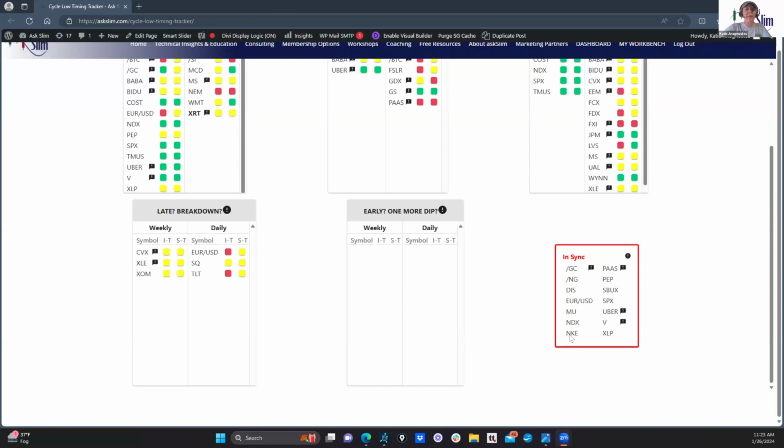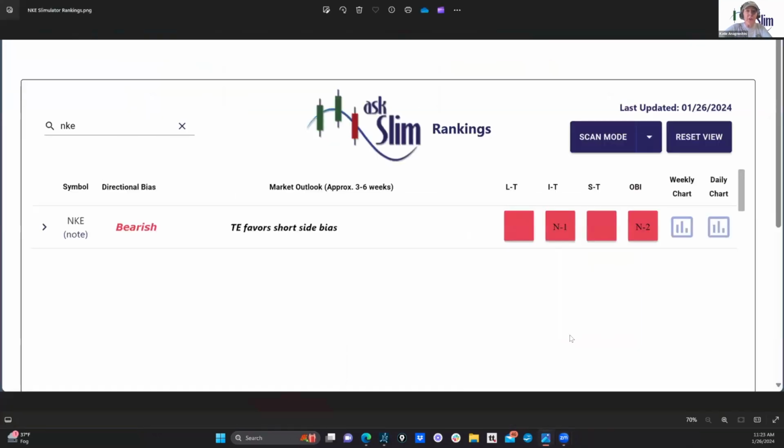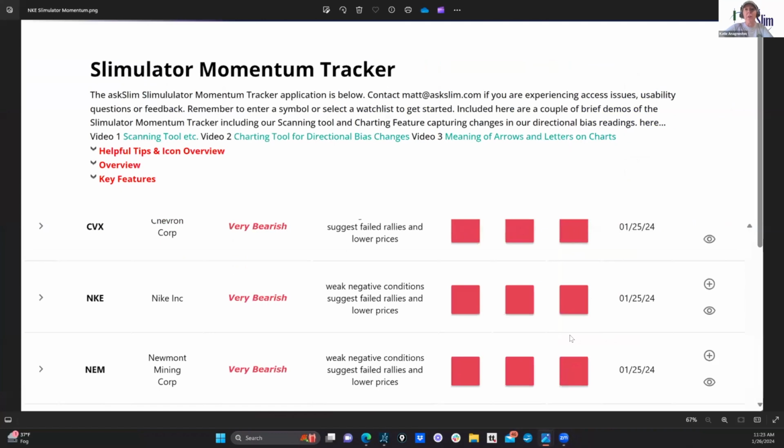A couple other askSlim tools that you can look at for confirmation of the bias: the Slimulator ranking system is here, shows bearish bias in Nike, and the askSlim momentum tracker is also showing very bearish in Nike.